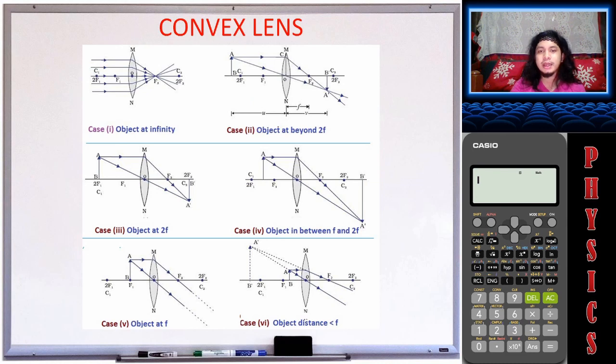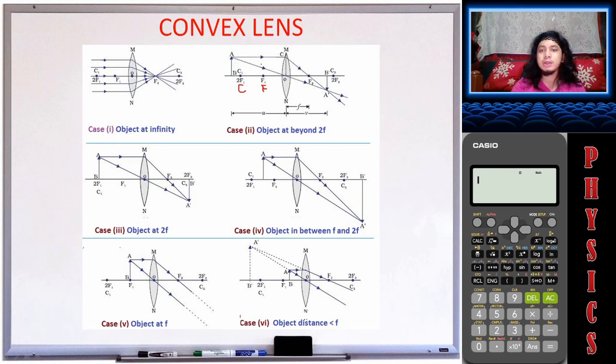Pag daw ang object ay beyond 2F, yung 2F, sometimes it is called the center of curvature. Kasi meron nga tayong F, the focus. The focal length. So, yung F1, it is measured from the lens hanggang dito. While the center is, most of the time, twice po siya ng focal length. Yan. So, pag beyond center, anong nangyayari?